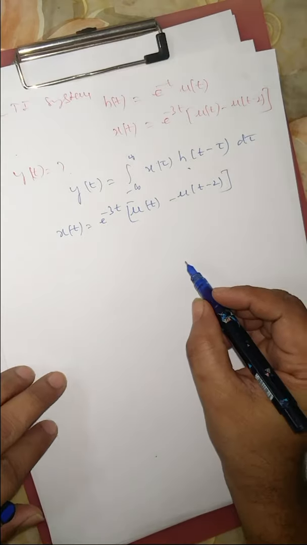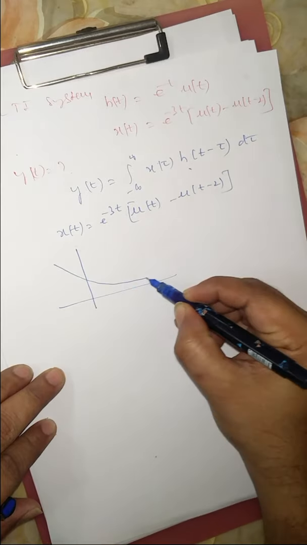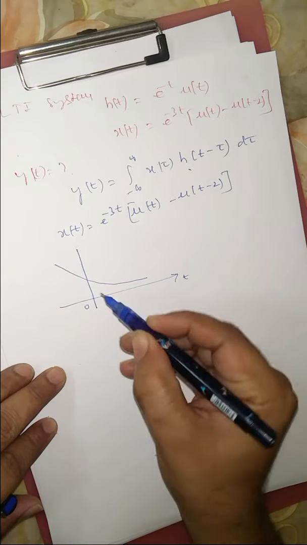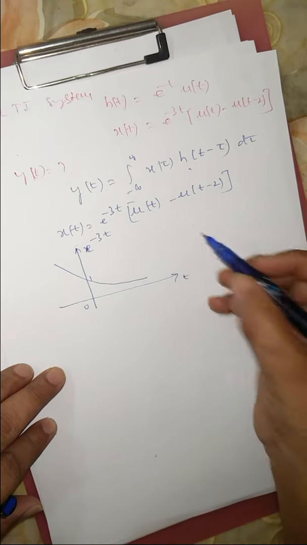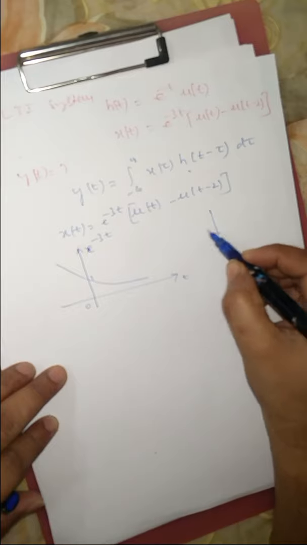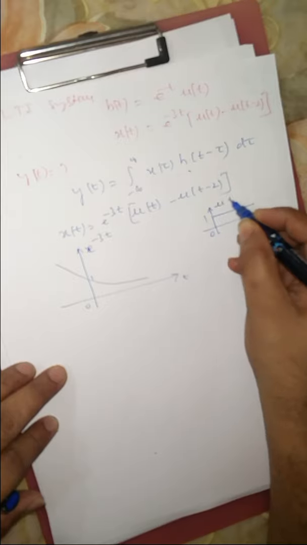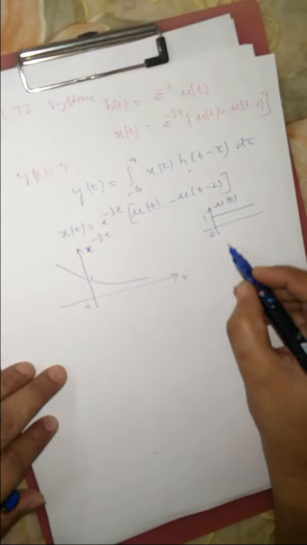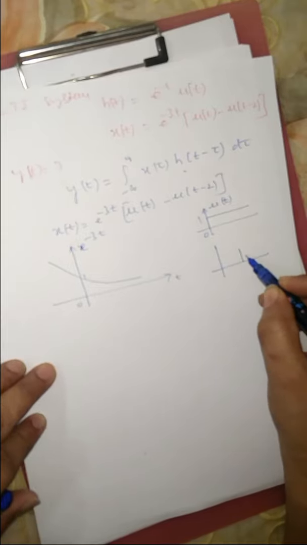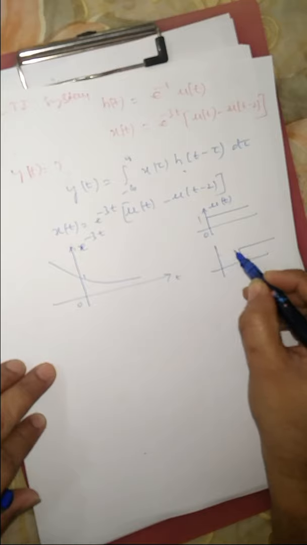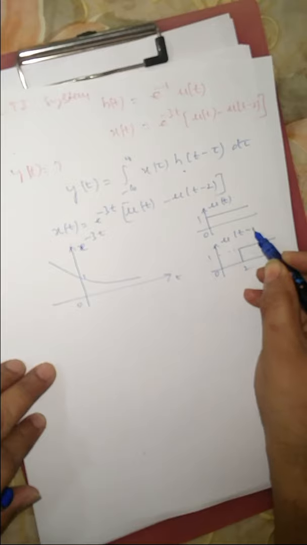Here e to the power of minus 3t is a decaying exponential signal. This is t, this is 0, this value is 1. This is the e to the power of minus 3t. Whereas u of t is, its value is 1 from 0 to infinity. And u of t minus 2 is a shifted version of u of t. It starts at 2 and ends at plus infinity. This is the u of t minus 2.